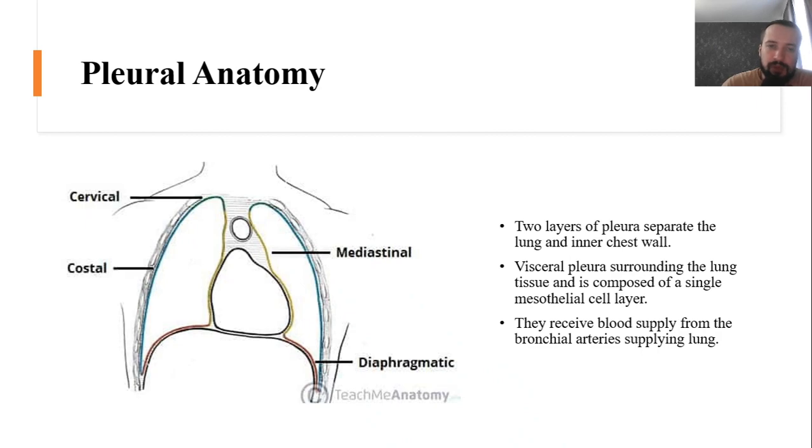Pleural anatomy. You see the picture, you see the anatomy there, and you see the pleura there. We have mediastinal pleura, diaphragmatic pleura, and costal pleura, and of course the cervical part of the pleura. Two layers of pleura separate the lung and inner chest wall. The visceral pleura surrounds the lung tissue and is composed of a single mesothelial cell layer. It receives blood supply from the bronchial arteries supplying the lung.